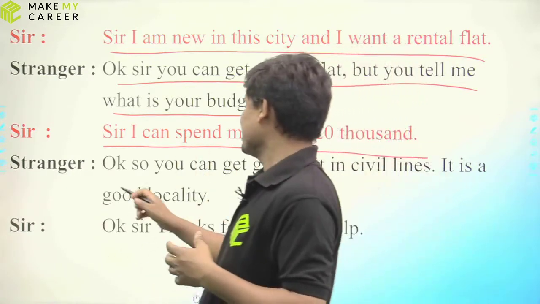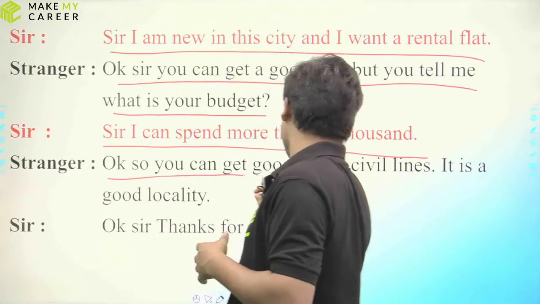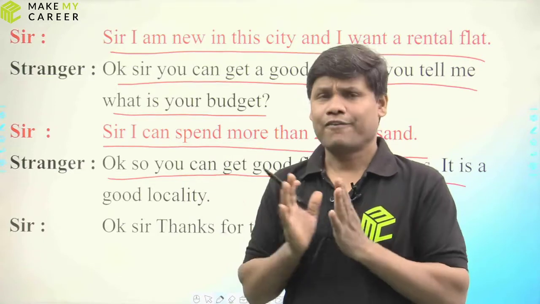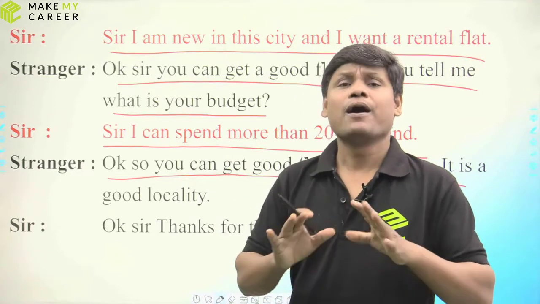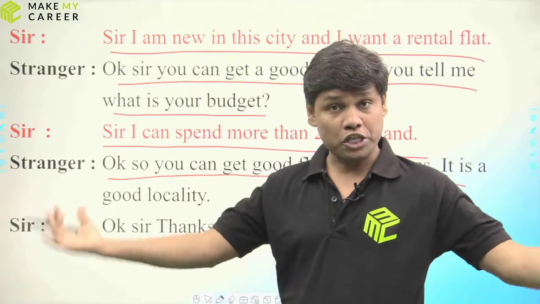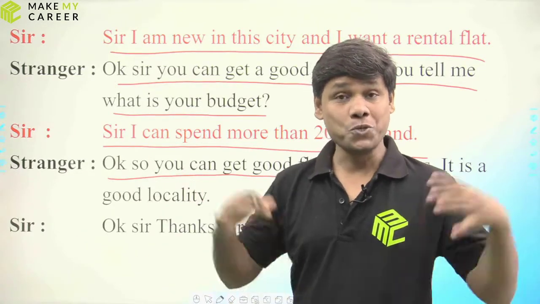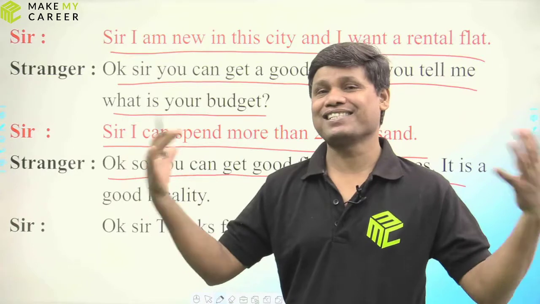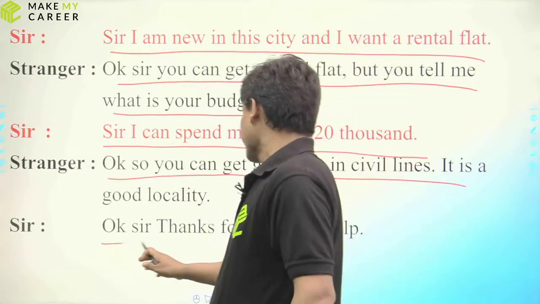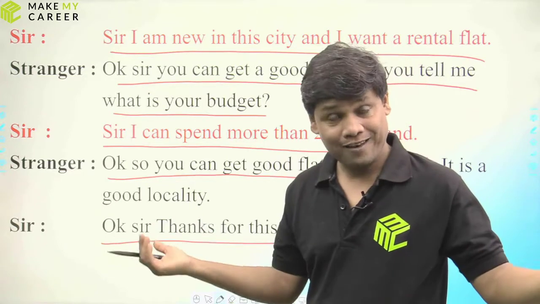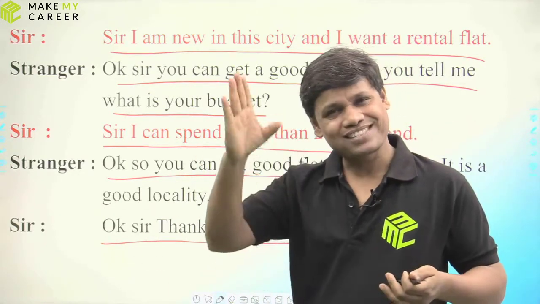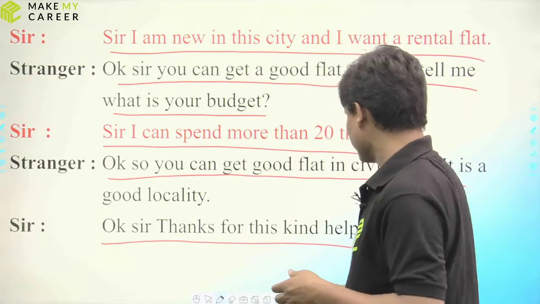Okay, stranger: so you can get a good flat in Civil Lines. It is a good locality. Right? Stranger said that you can get a good flat if you're ready to pay 20,000 per month. Then you can get a good flat in Civil Lines locality. Okay? Now, sir, okay sir, thanks for this kind help. Thank you very much, thank you so much for this kind help.